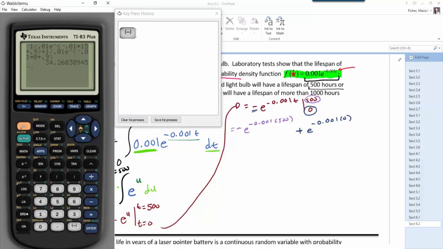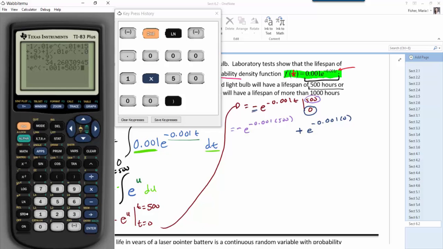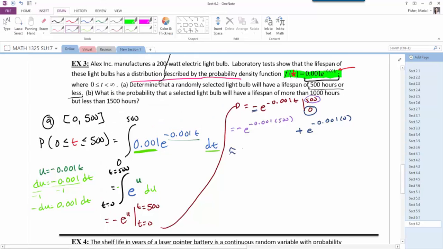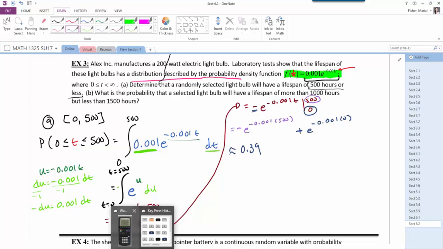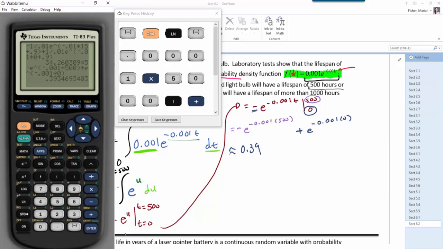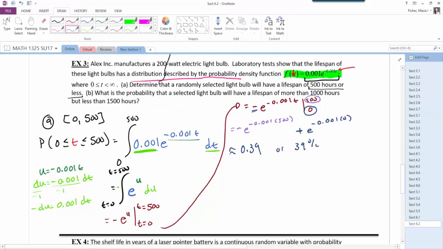We're just going to do this on a calculator. So you're looking at negative e raised to the negative 0.001 times 500, added to e raised to the negative 0.001 times 0, which would just be 0, and that would just be 1. This is going to be approximately 0.39, or a probability of 39%. Well, that's part A.